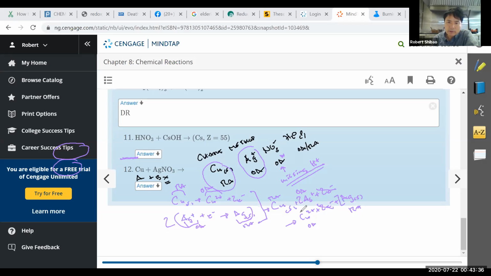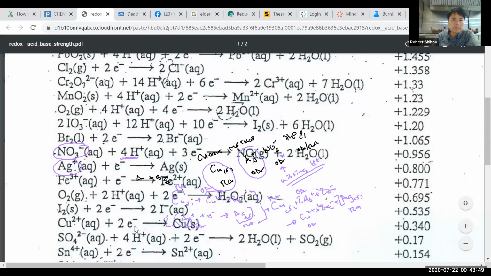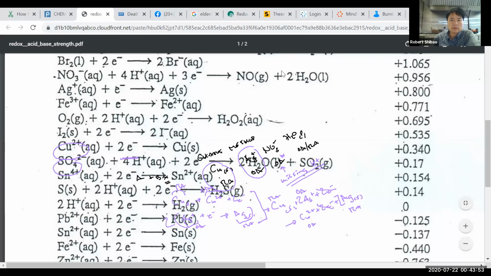So then we compare what's a better oxidizer, copper 2 ions or silver? And so let's take a look at the chart again and compare. What's a better oxidizer, copper 2 or silver ions? So, clear my drawing. Actually, don't clear. Let's clear just this.